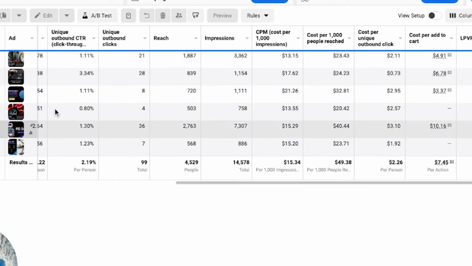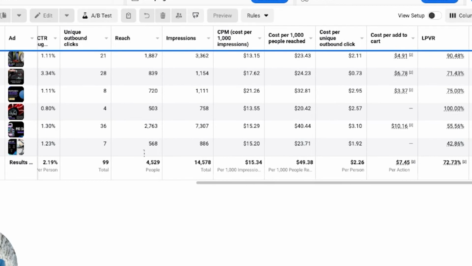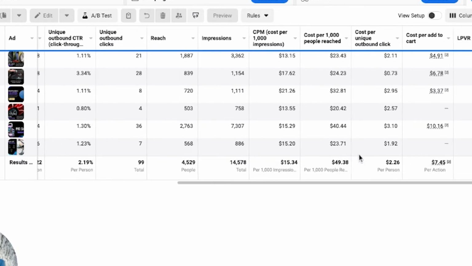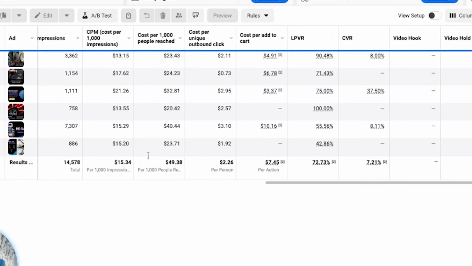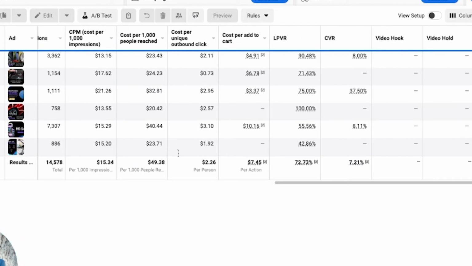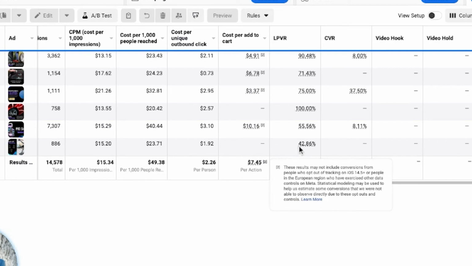I added how many clicks that each ad produces and sends off the platform. How many people did we reach? What was our impressions? So your frequency is 3. This is a retargeting campaign, so this makes sense. CPM $15. Cost per 1,000 people reached $49. So to reach people, it's a little expensive. Cost per unique outbound click, $2.26. A little high. Cost per add to cart for this set, $7.45.